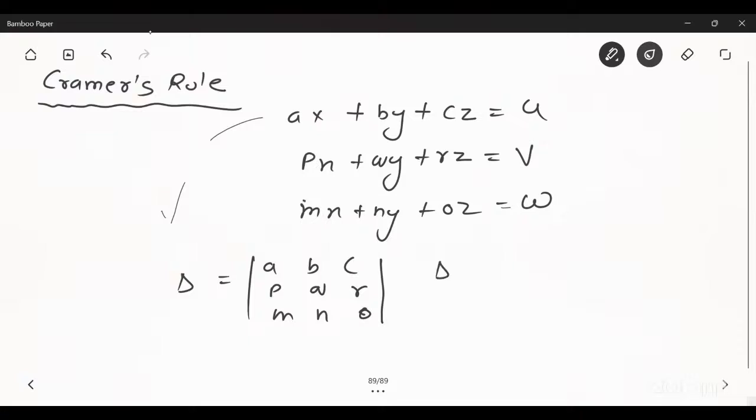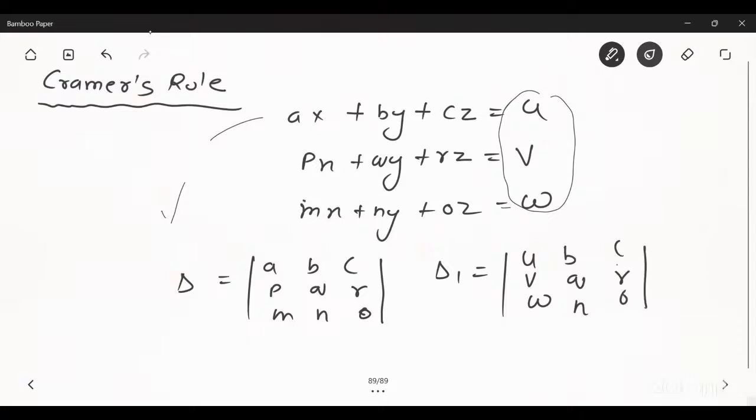Now, what is delta 1? Delta 1 means that one is taken at position C1. So U, V, W, rest all are at the same position: P, Q, N, and C, R, O will be the value of delta 1. Now, what is the value of delta 2? Means that one is taken at column 2. So A, P, M, U, V, W, C, R, O will be the value of delta 2.